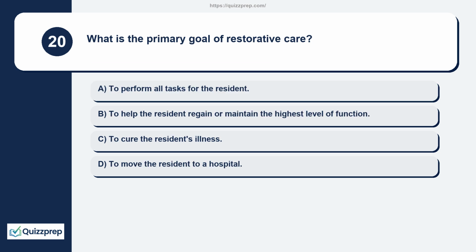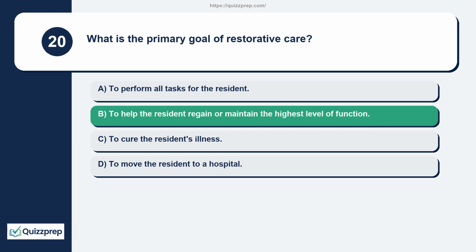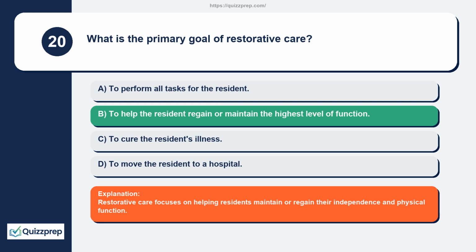Question 20. What is the primary goal of restorative care? To perform all tasks for the resident. To help the resident regain or maintain the highest level of function. To cure the resident's illness. To move the resident to a hospital. Restorative care focuses on helping residents maintain or regain their independence and physical function.